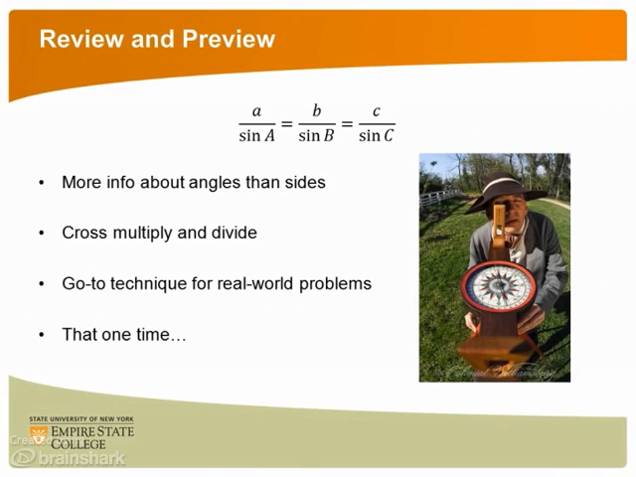The law of sines states that the ratio of the length of a side to the sine of the angle opposite that side is constant for any triangle. We use this to set up proportions to find missing lengths when we know more about the angles in a triangle than we know about the lengths of the sides. Once our proportions are set up, solving is relatively easy. We cross multiply and divide.